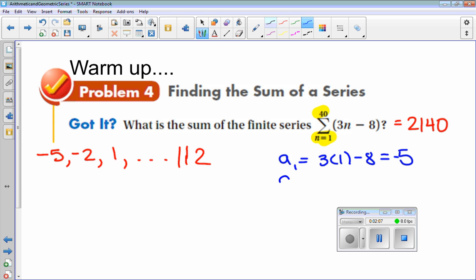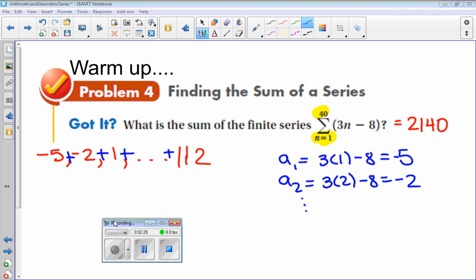If I want to find the second term, don't I have 3 times 2 minus 8? Isn't that -2? Right? And I realized I wrote it as a sequence. Shouldn't I write it as a series by putting plus signs here? Right? We're summing it, aren't we? Okay. And then how do I get the 112? Well, it's the 40th term. So 3 times 40, which is 120 minus 8, should be 112.